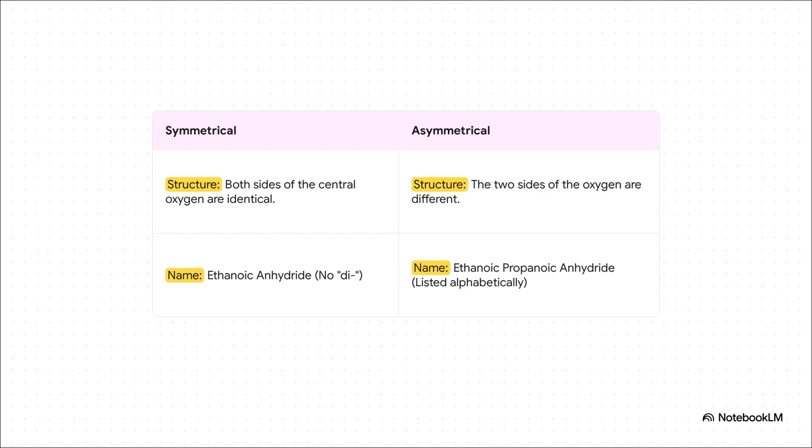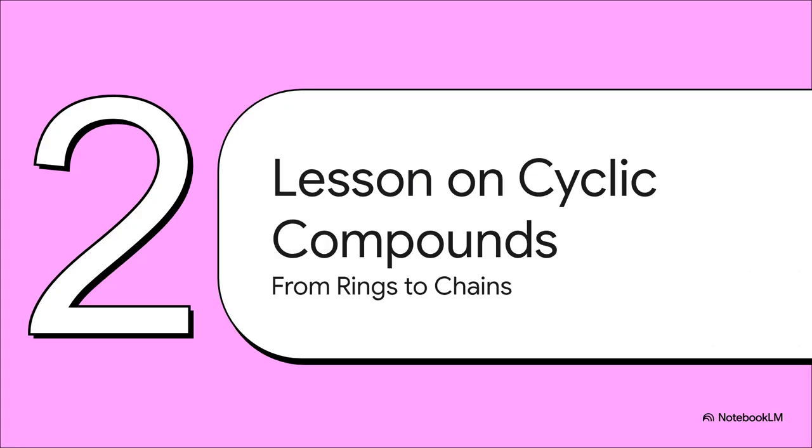This slide just lays it out so perfectly. Check it out. If the two acid pieces that came together are exactly the same, like two ethanoic acids, you just say the name once. Ethanoic anhydride. You don't need to say diethanoic or anything because it's implied. But if the two sides are different, like one ethanoic and one propanoic, you just name both of them, and you put them in alphabetical order. That's it.